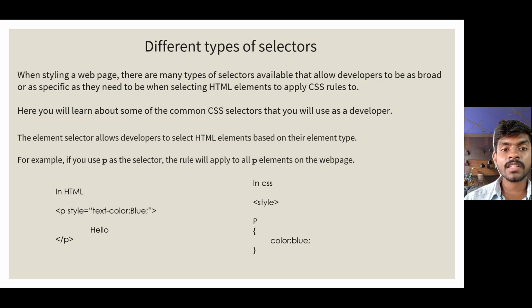Different types of selectors. When styling a web page, there are many types of selectors available that allow developers to be as broad or as specific as they need to be when selecting the HTML elements to apply CSS rules to. Here you will learn about some of the common CSS selectors that we will use as a developer. The element selector allows developers to select HTML elements based on their element type. For example, if you use p as a selector, the rule will apply to the p element, or paragraph element, on the web page.